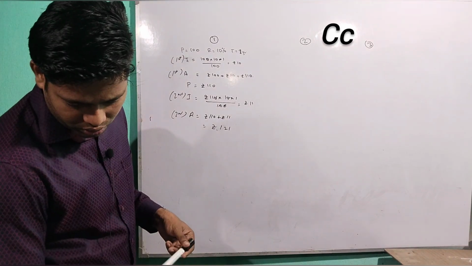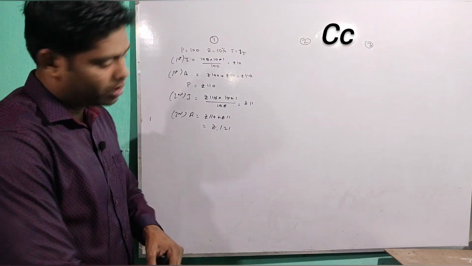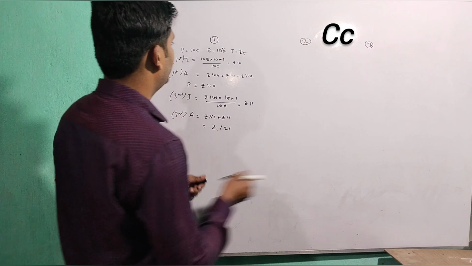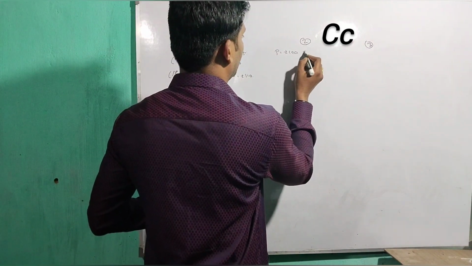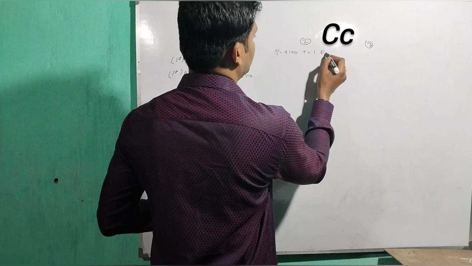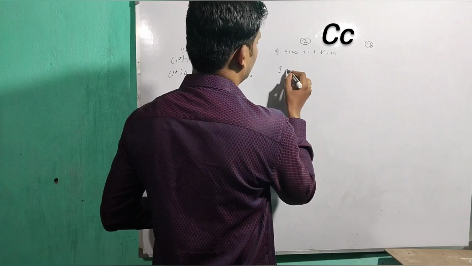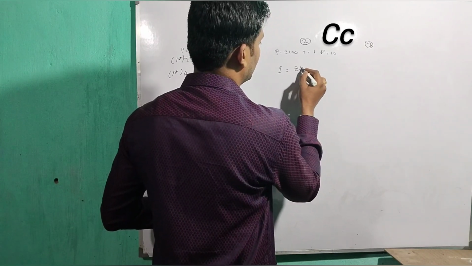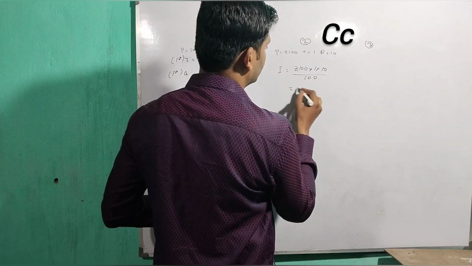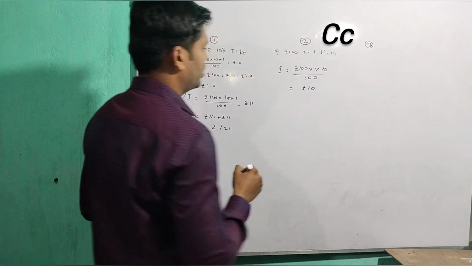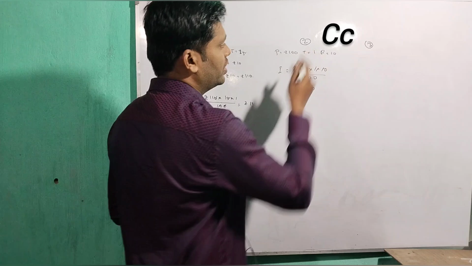Now we'll take case 2, where the principal is rupees 100 only, time is 1 year, and rate is 10%. Simple interest will be P into T into R by 100. Simply your answer is rupees 10 for 1 year only.